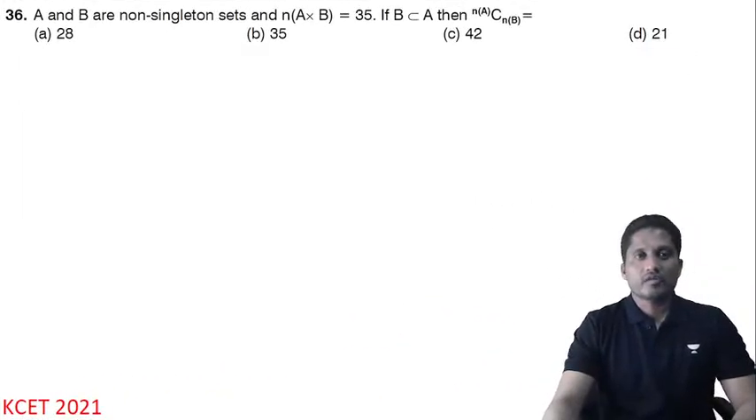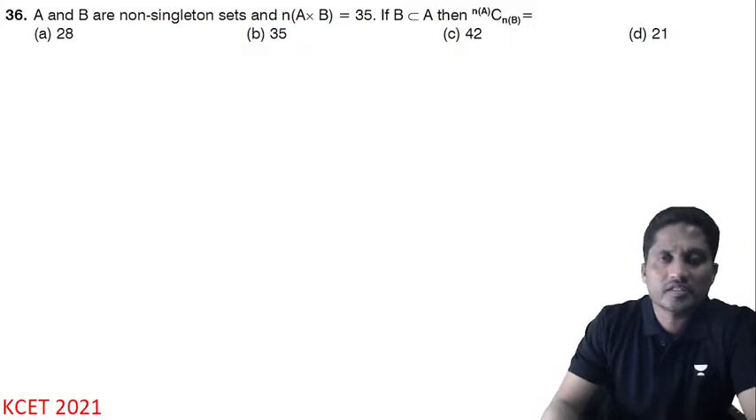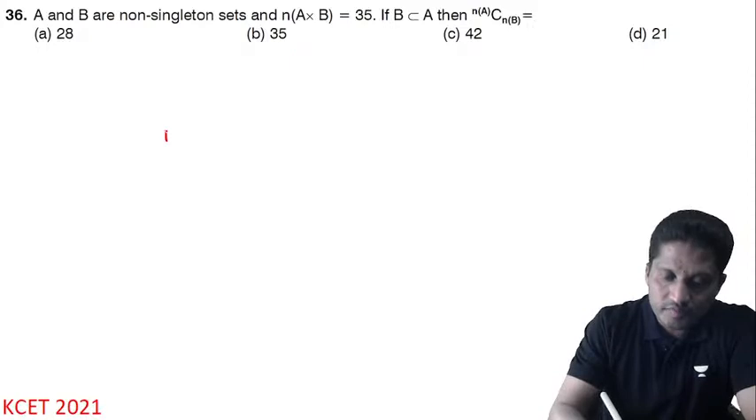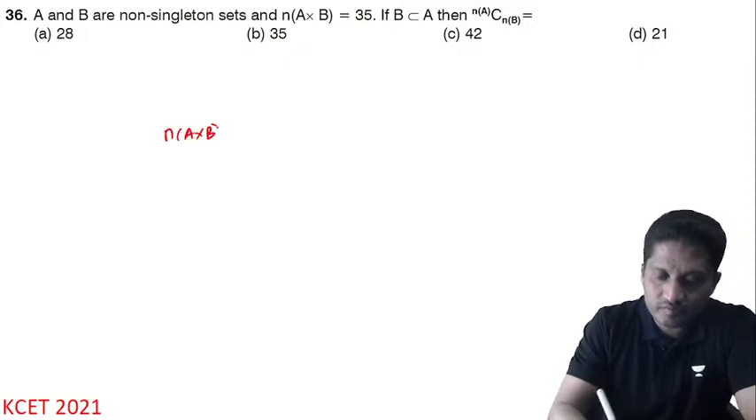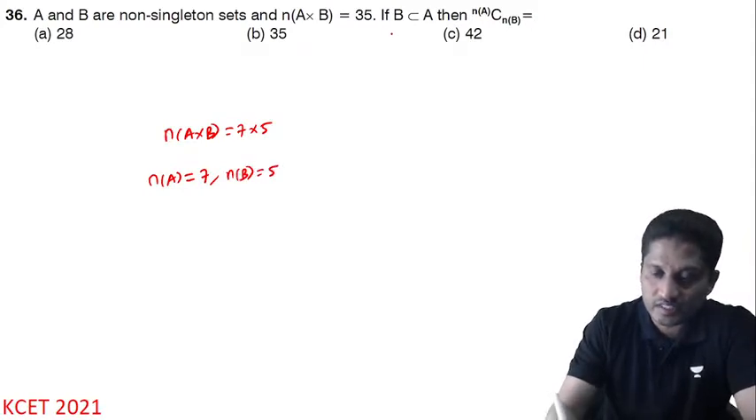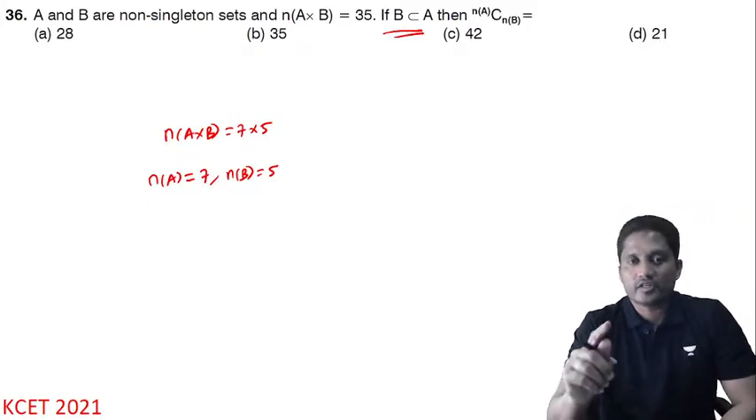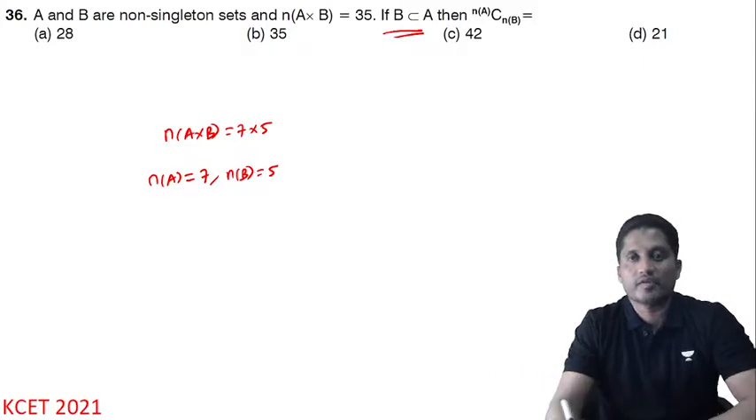A and B are two singleton sets. n of A intersection B is equal to 35. B is a subset of A. So this means that n of A cross B is equal to 7 into 5, right? 5 7 is 35. This means that n of A is equal to 7, n of B is equal to 5. It cannot be the other way. It is given in the question that B is a subset of A. B is a subset of A means B should be present in A. So n of A should be 7, n of B should be equal to 5.